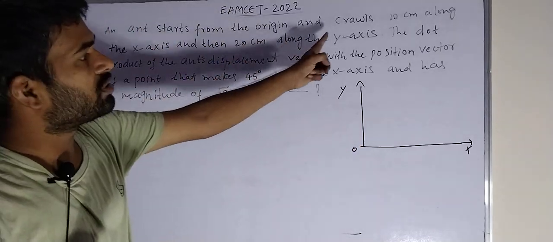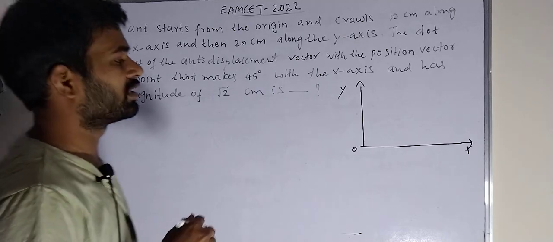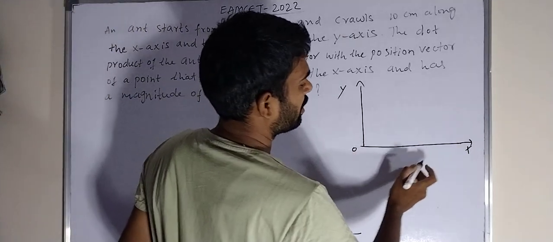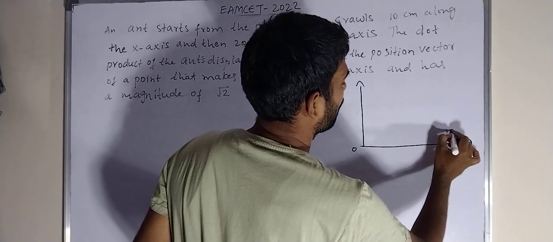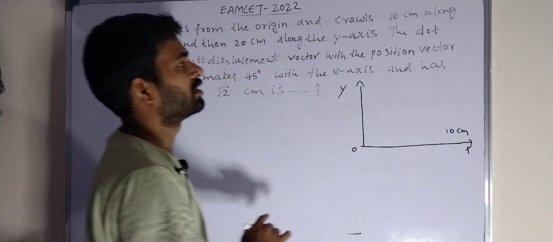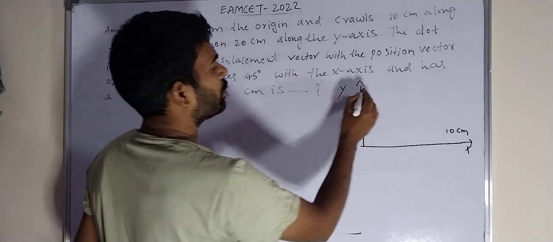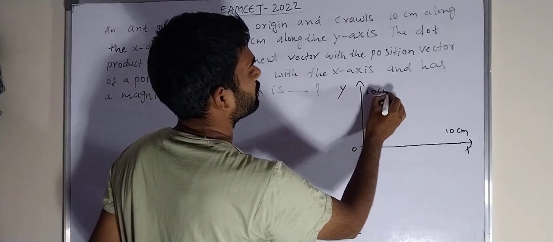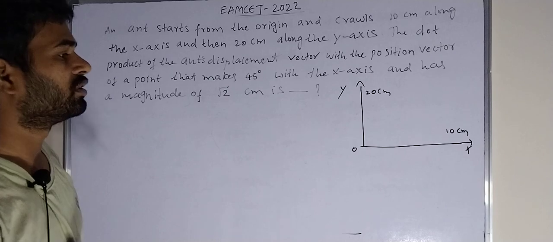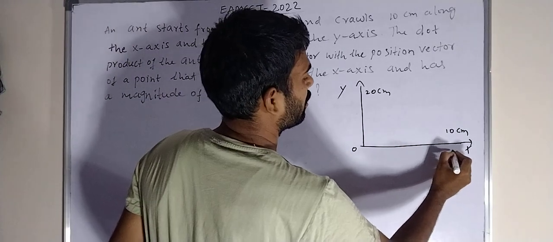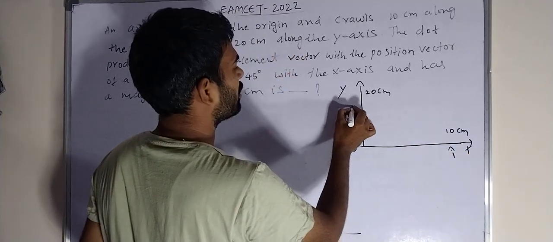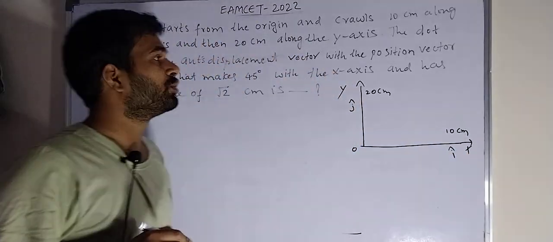Okay, what is given? An ant starts from the origin and crawls 10 centimeter along x-axis. Along x-axis, what is the distance? 10 centimeter. Along y-axis, 20 centimeter. Okay. Along x-axis we can take i as the unit vector. Along y-axis we can take j as the unit vector.